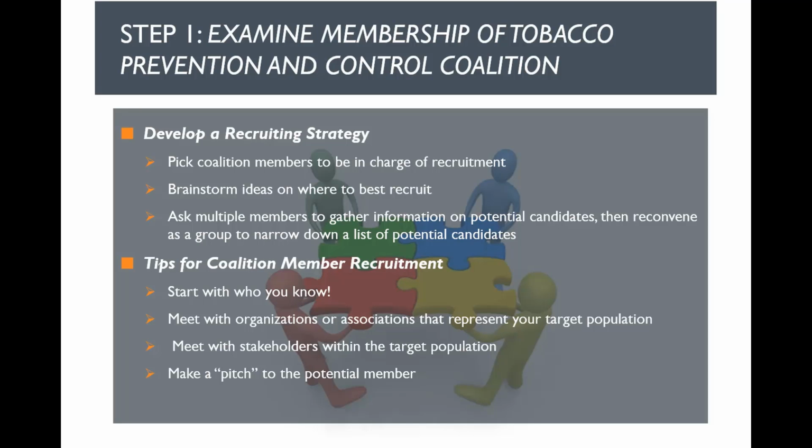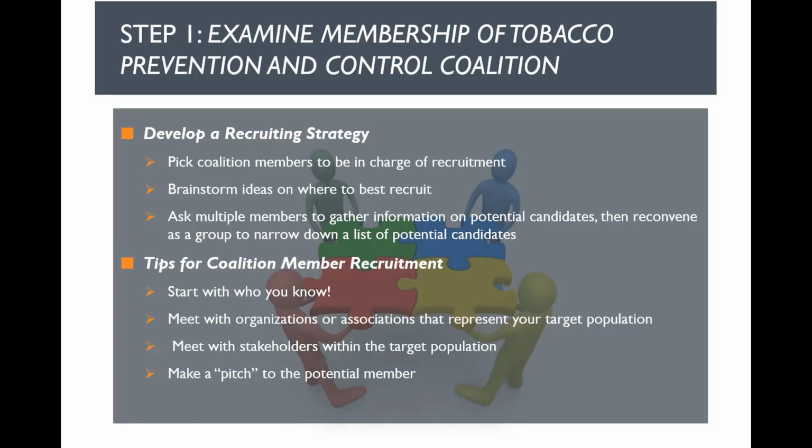The final tip is to make a pitch to the potential new member. Present all the information needed for the potential member to make an informed decision. Be able to concisely, but thoroughly, state the purpose and goals of the coalition, the roles and responsibilities of a coalition member, the time commitment required, and how the individual's expertise and experience would help the coalition in reaching its goals. This includes planning and implementation of outreach strategies with the specific population.